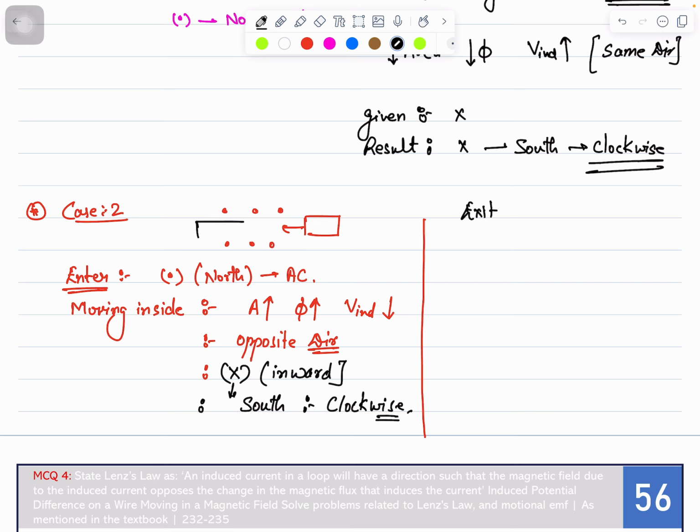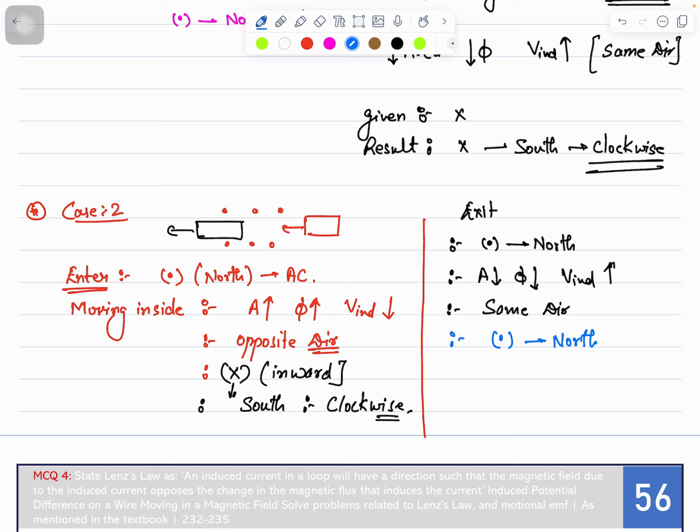It is moving out. Then what will happen? Just tell me. Given direction is your dot. Dot means north. Moving out, area decline, flux decline, V induced increase. Increase means same direction. Same direction means dot. Dot means north. North means anti-clockwise. Yes or no? Clear, guys? Now you understand how to solve the Lenz's law, all the directions.